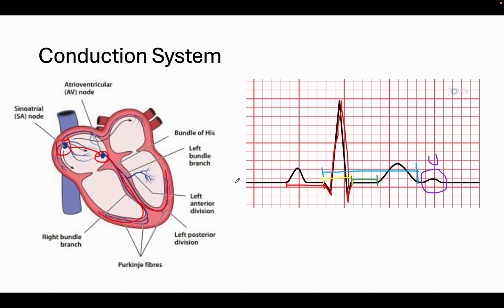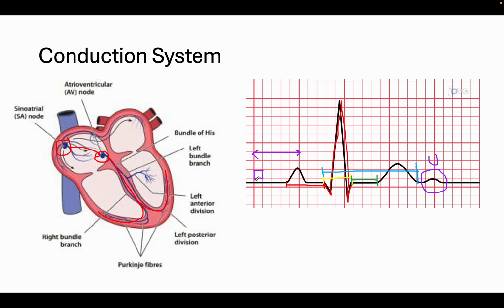Another thing that you should be aware of is that each small grid on the ECG, when measuring across, is worth 0.04 seconds or 40 milliseconds. So one big box, which is 5 of these small boxes together, is representative of 200 milliseconds, or 0.2 seconds across.